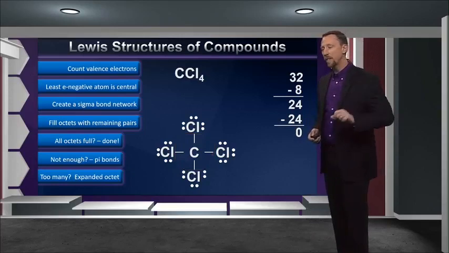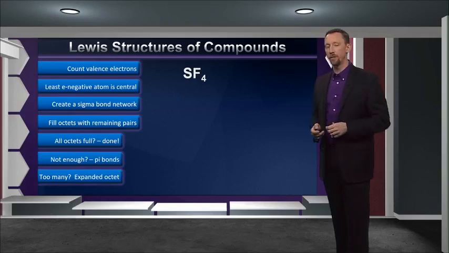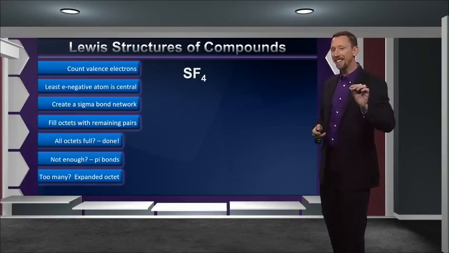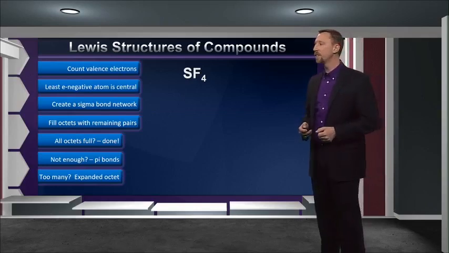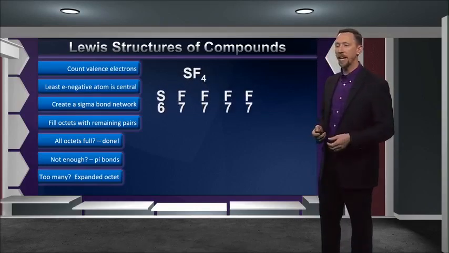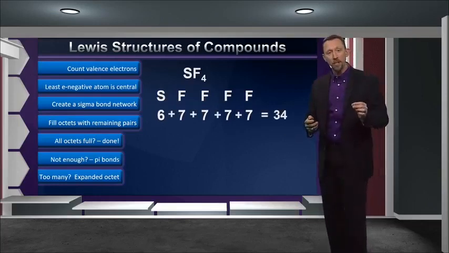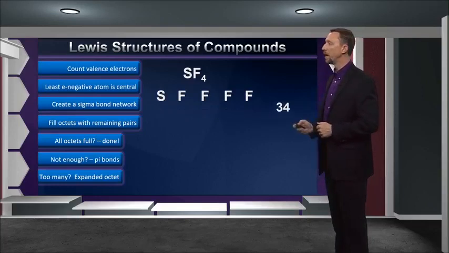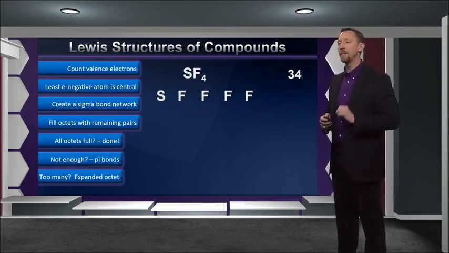Now let's try another example. How about this one? Sulfur tetrafluoride. This is going to be a slightly different example here. If we go to the periodic table and find the valence electron counts for these elements, of course we find that sulfur usually has 6 and fluorines each have 7, giving me a total budget of electrons equal to 34. Put that up in the corner here and start building my molecule.